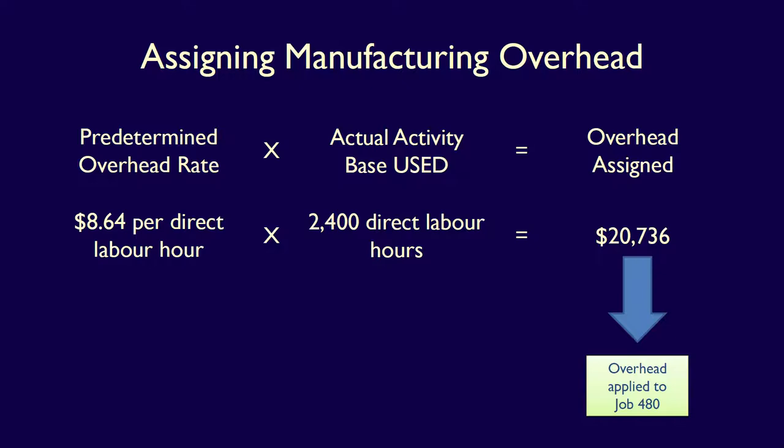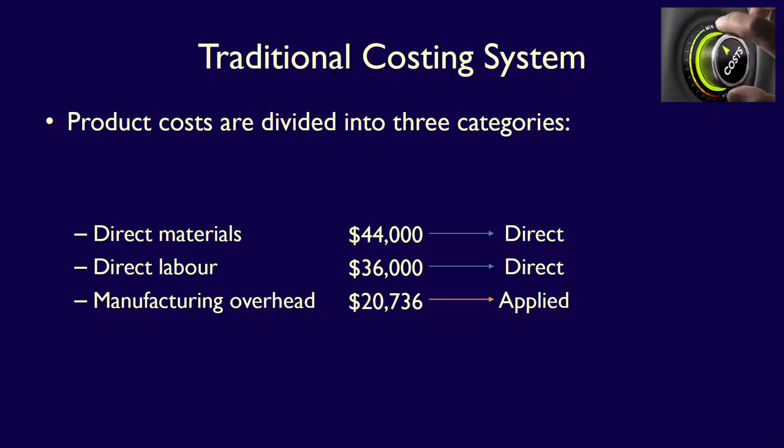What is the total estimated cost of job 480? Direct materials of $44,000 plus direct labor of $36,000. Remember, both costs are directly traced to the job. And then we add in the applied manufacturing overhead of $20,736, which is allocated or applied to the job using the plant-wide overhead rate. The total is $100,736. The company would take this total, apply a markup, and then determine the selling price to the customer so that they can provide them with a final quote on the job.